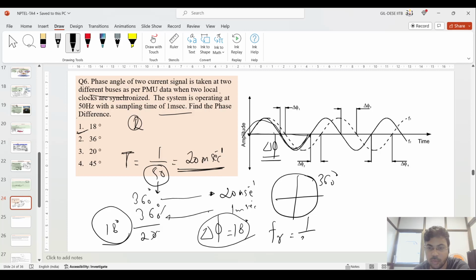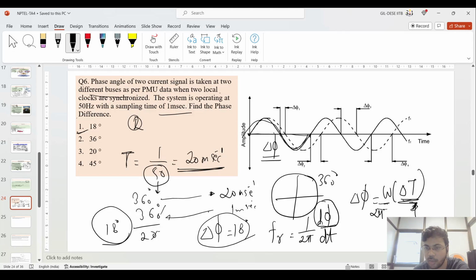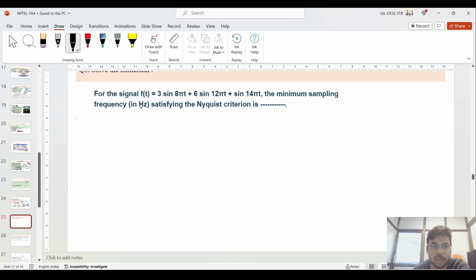And one more, there are certain methods also to compute that. One method is that the frequency is 1 upon 2 pi, d phi by dt. From here also you can calculate delta phi, that delta phi is equal to omega multiplied by delta t. This delta t is the sample duration when you are taking samples from two different sample points, and omega is given, that is 2 pi f. From here also you can calculate this phase difference.